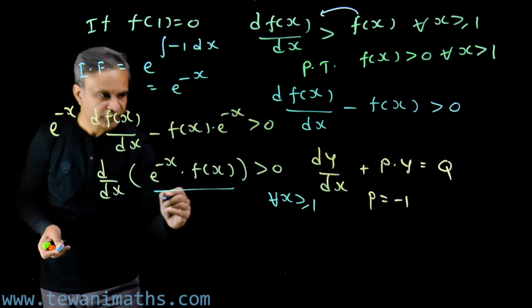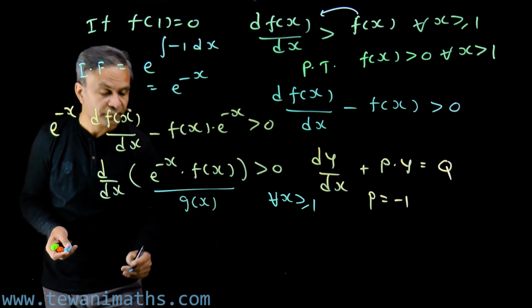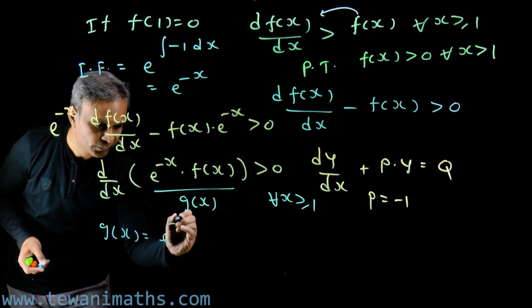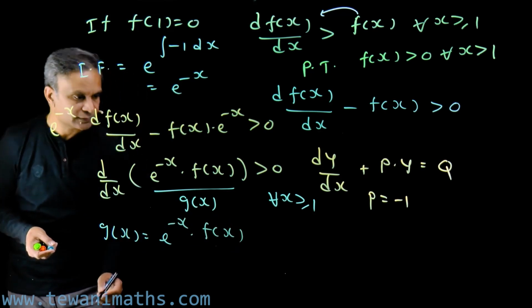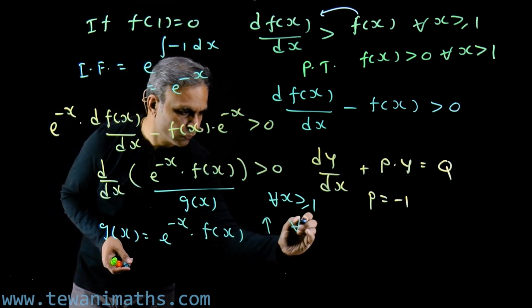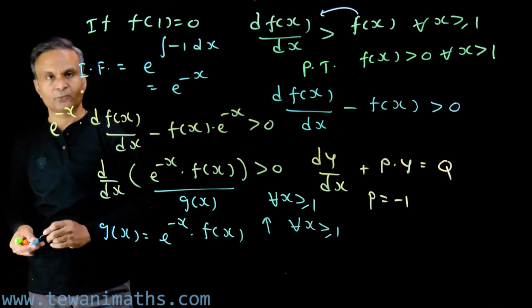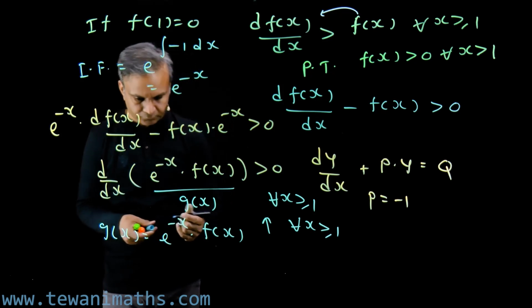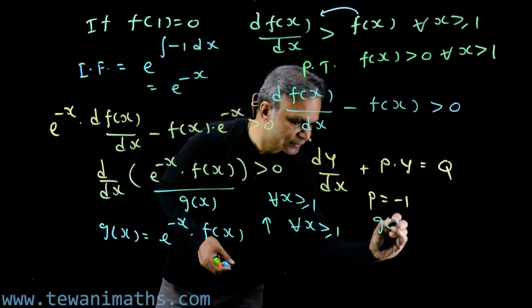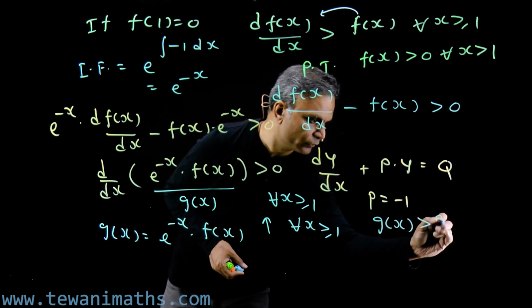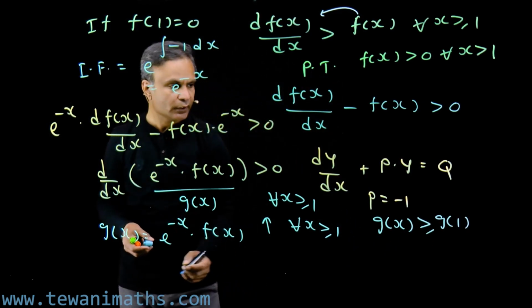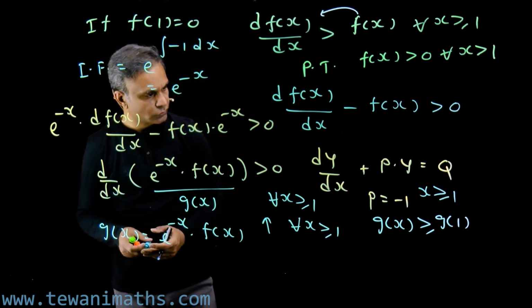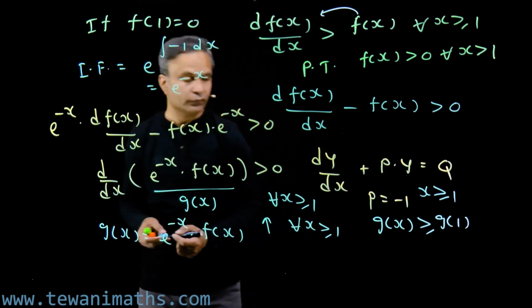So this function will be an increasing function. Suppose this function g(x) is equal to e power minus x into f(x). This is an increasing function for all x greater than or equal to 1. So we will have g(x) greater than or equal to g(1). Since x is greater than or equal to 1, and function g(x) is an increasing function, we will have g(x) greater than or equal to g(1).